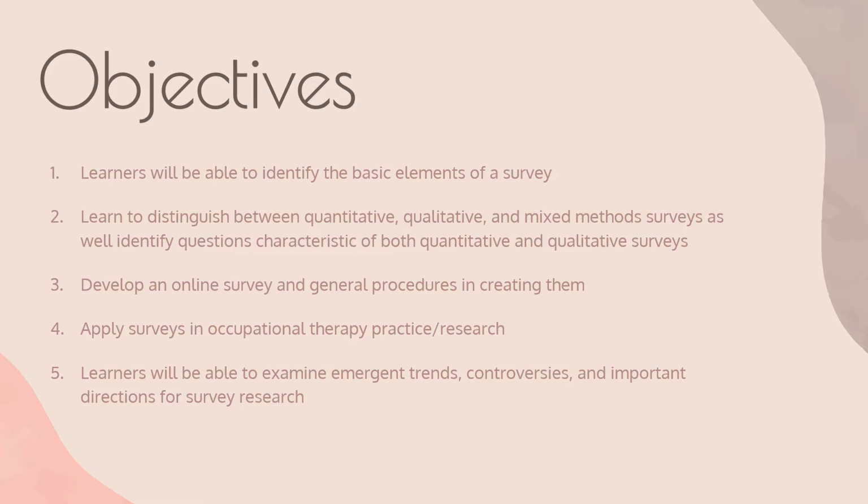Learning objectives for this webinar include that learners will be able to identify the basic elements of a survey, learn to distinguish between quantitative, qualitative, and mixed method surveys, as well as identify questions characteristic of both quantitative and qualitative surveys, develop an online survey and general procedures in creating them, apply surveys in occupational therapy practice and research, and learners will be able to examine emergent trends, controversies, and important directions for survey research.